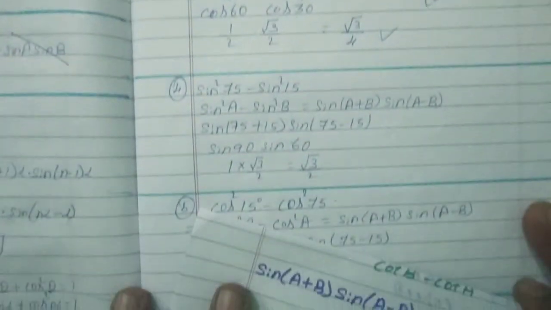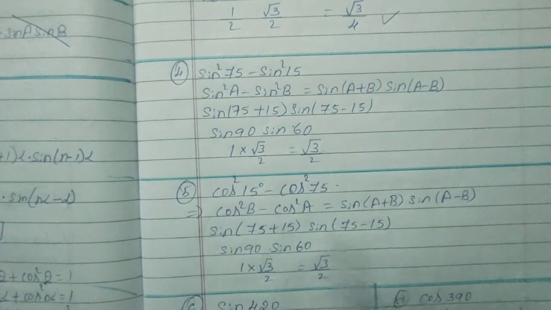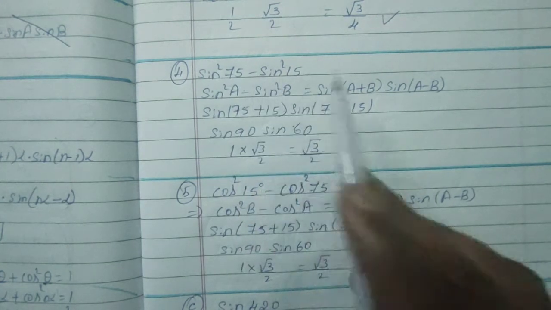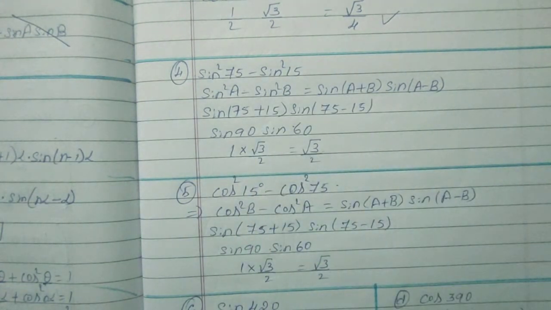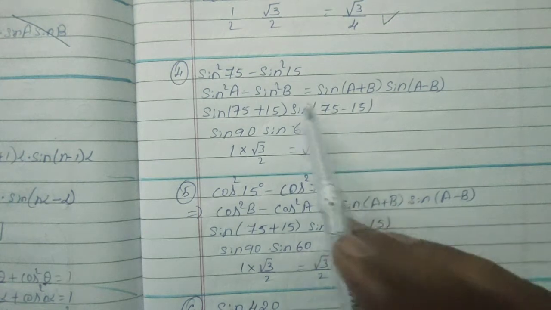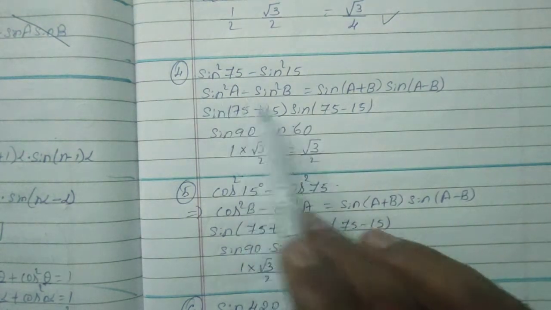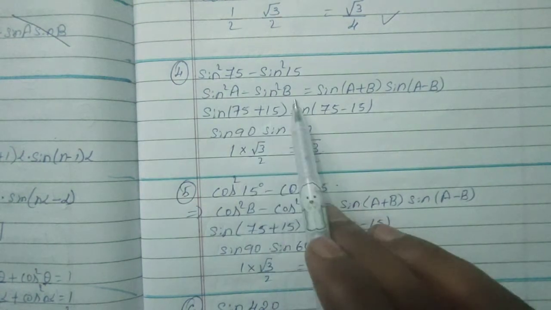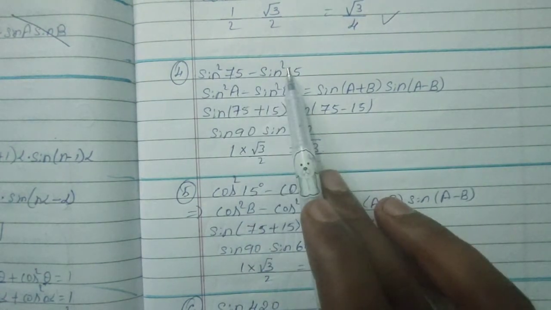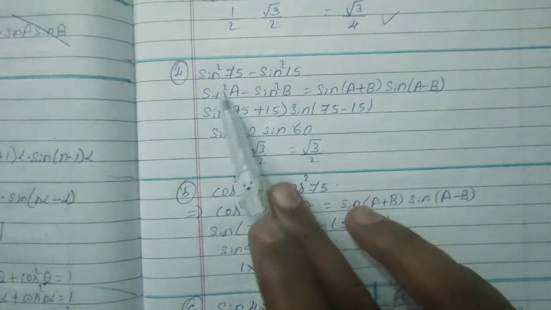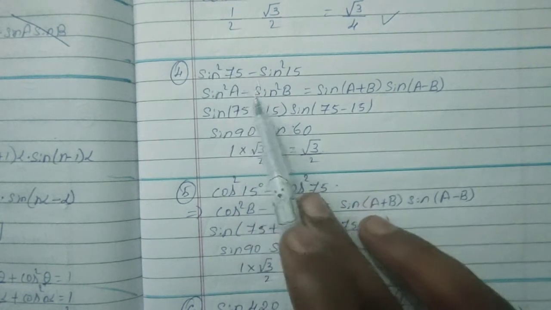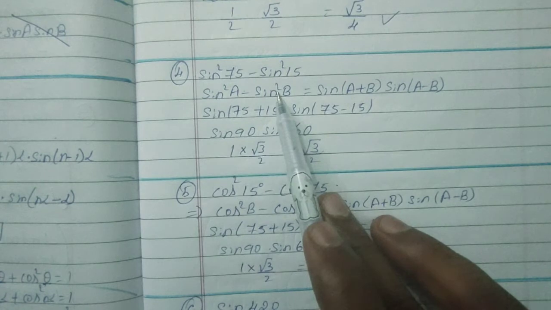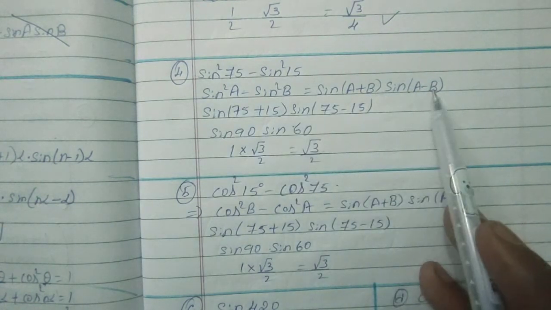Next question. Sin square 75 degree minus sin square 15 degree. This is in the form of, just remember, sin(a plus b) into sin(a minus b) formula, which is sin square a minus sin square b. The given question is also like that only. Sin square a, sin square 75, minus sin square b, sin square 15. So this is equal to sin(a plus b) sin(a minus b).